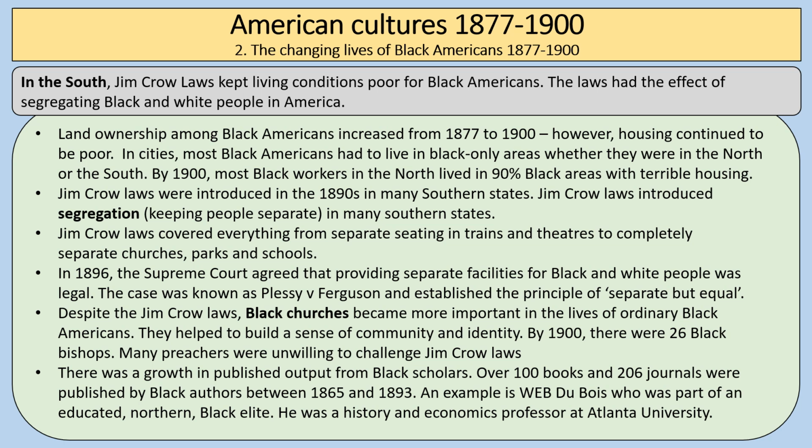In 1896, the Supreme Court agreed that providing separate facilities for black and white people was legal. This was known as the Plessy versus Ferguson case and established the principle of separate but equal.